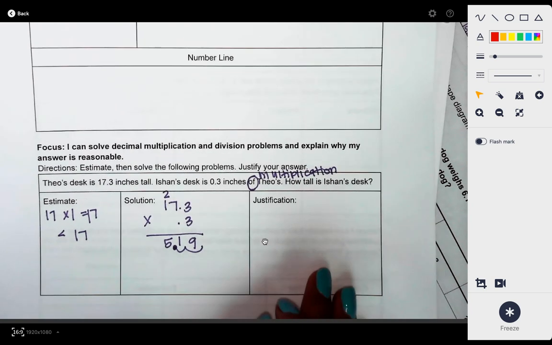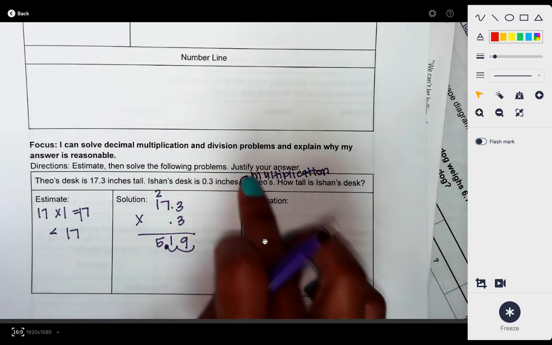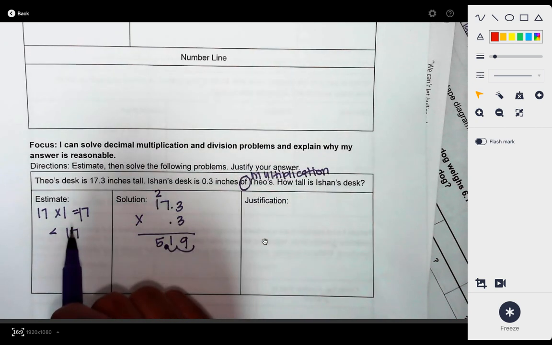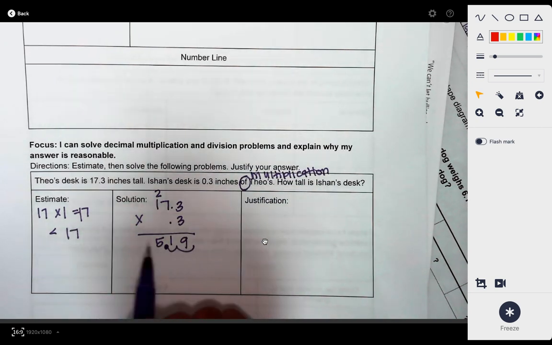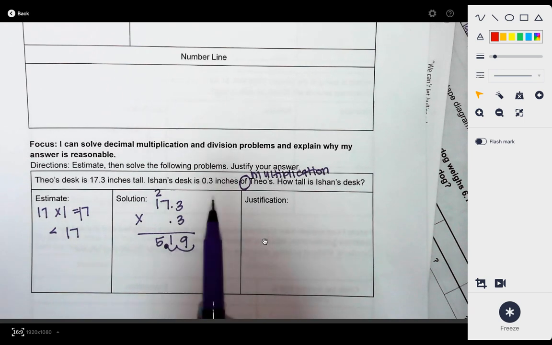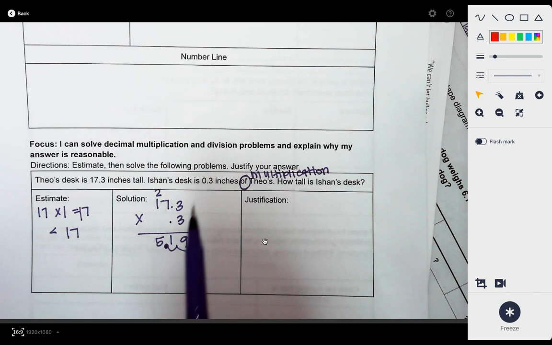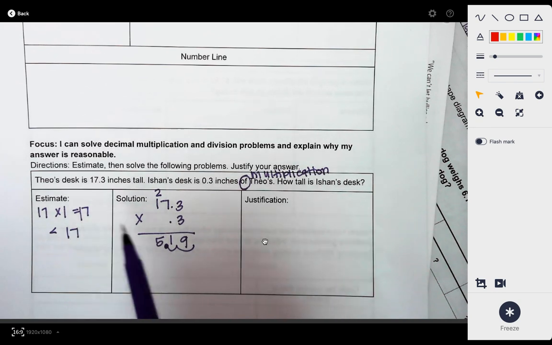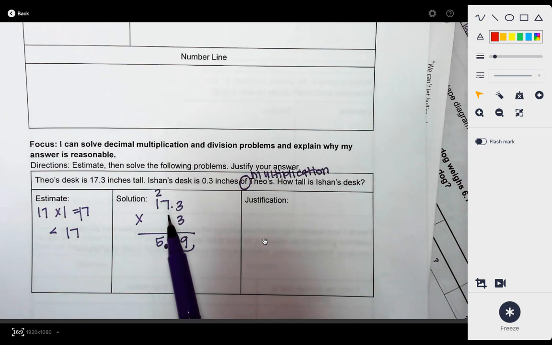So for my justification, what I want them to mention is that knowledge of, I know that my answer is going to be less than 17, but not too much less, right? Like it's 12 away, that's fine. So this makes sense, knowing the knowledge of, okay, it's going to be less than 17, but it's not going to be 519 thousandths. That would be too small from our estimate. It's not going to be 51 and 9/10. That would be too big according to our estimate. So 5 and 19/100 makes sense because it's less than 17, but the decimal point is placed correctly, as long as they can justify why it makes sense.